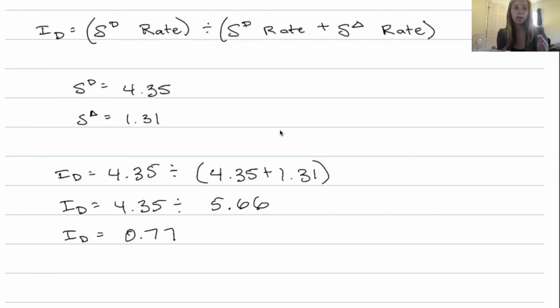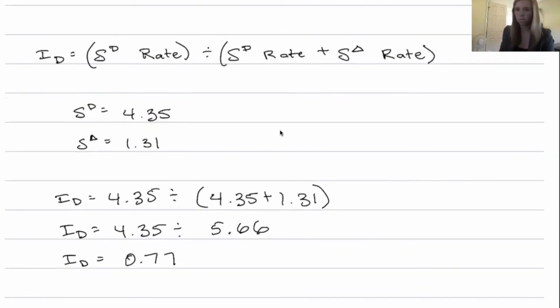So when we're looking at a discrimination index, it essentially just tells us the proportion of responding that is allocated to the stimulus that is actually associated with reinforcement. Cool. Hope that helps.